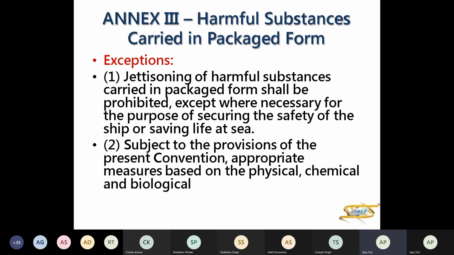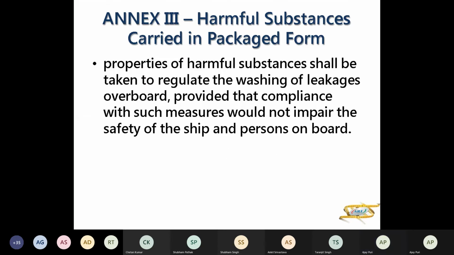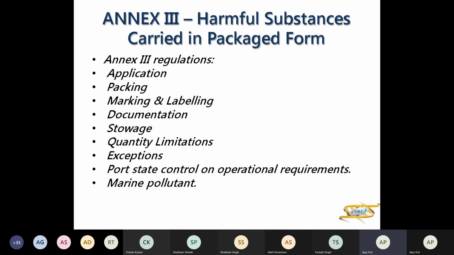Subject to the provision of present convention, appropriate measures based on physical, chemical or biological properties of harmful substances shall be taken to regulate the washing of leakages overboard, and provided that the compliance with this measure will not impair the safety of ship and persons on board.